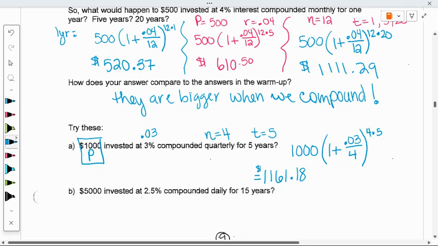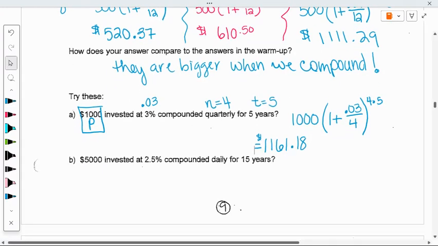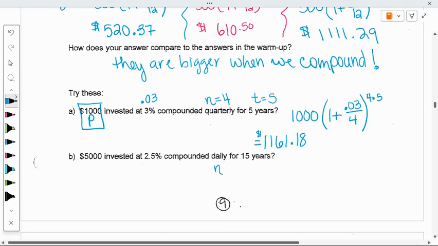Do you see where we're getting that information? So for the bottom one, if we were compounding daily, what would your N equal? 365. Okay. So flip it over.